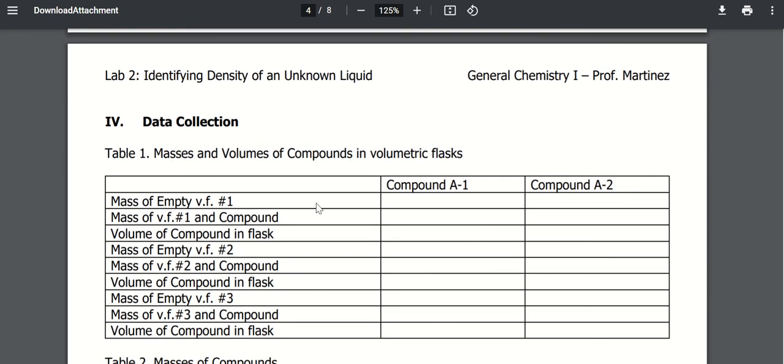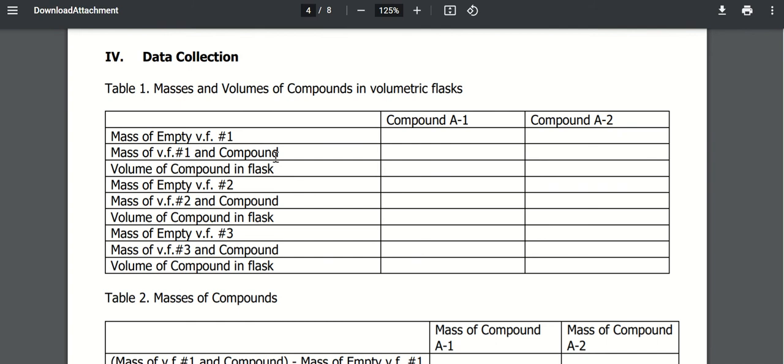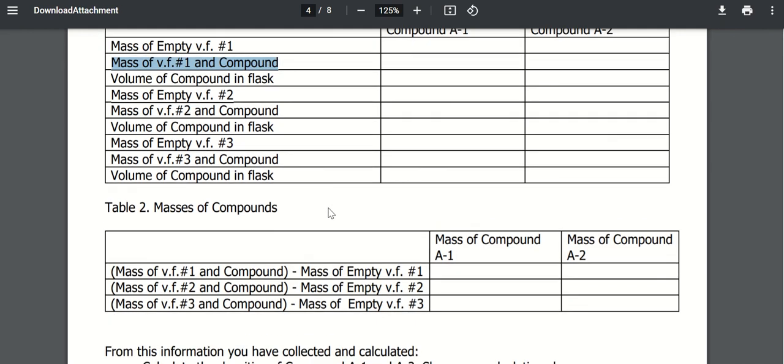So what you're going to do is add the liquid to the line, which indicates 100 ml. It's not a trick question whenever I ask you what is the volume of the compound in the flask. It's very straightforward. And then you are also measuring the mass of the volumetric flask and the compound, so you're going to record that here. You're going to do this 3 times for each compound, hence the 6 volumetric flasks.